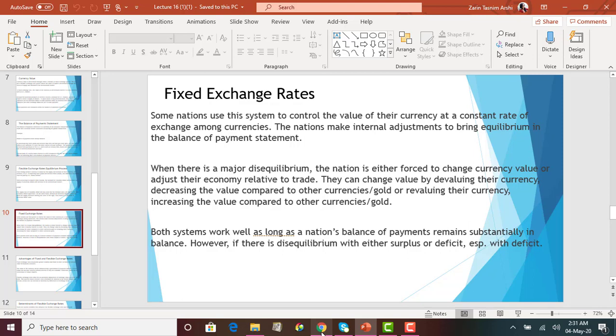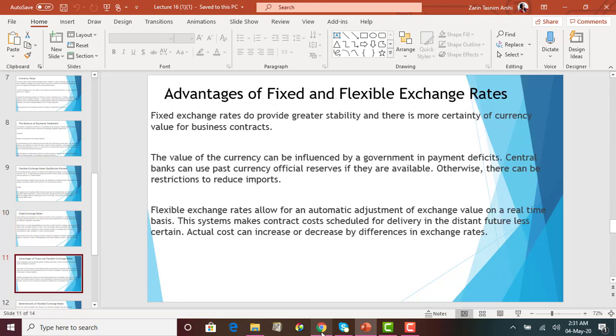Both systems work well as long as a nation's balance of payments remains substantially in balance. So basically, the ultimate goal is to keep the balance of payments balanced at the end of the year. It does not matter whether you use a fixed exchange rate system or a flexible exchange rate system. Both systems have goods and bads, but at the end the balance of payments needs to balance, and that is the main objective. Now, advantages of fixed and flexible exchange rate systems.